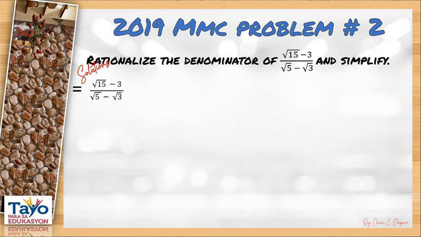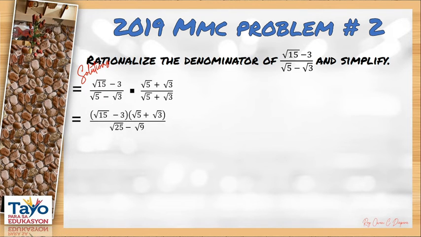First, we get the conjugate of square root of 5 minus square root of 3, which is the opposite of negative, of course. So what will you do with that conjugate? We multiply that one, both the numerator and the denominator. To continue further, square root of 15 minus 3 is multiplied by square root of 5 plus square root of 3. Then square root of 5 multiplied by square root of 5 is square root of 25. And square root of 3 times square root of 3 is square root of 9.